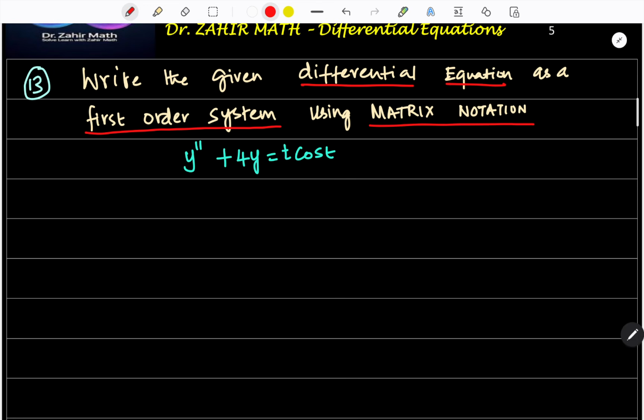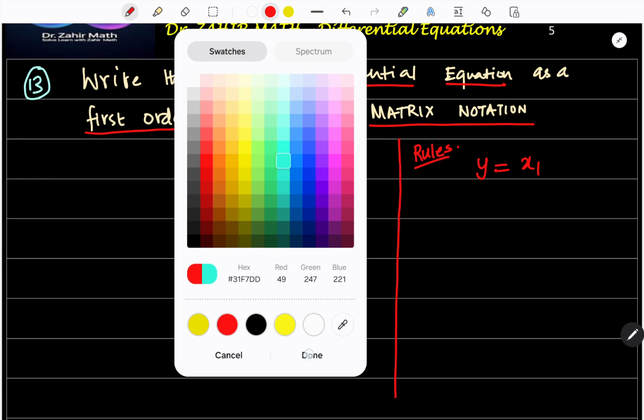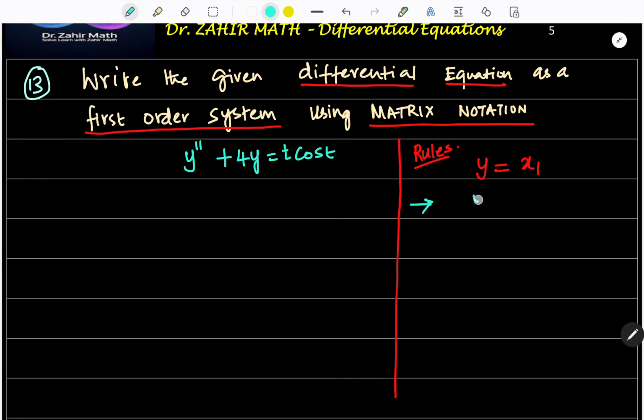So for that, I'm going to give some important formulas, or you can say rules, or some substitutions. The first thing which I'm going to give is write y is equal to x1. This is the only thing you have to remember. Remaining things will automatically come from the steps. So first you take a derivative. y dash is equal to x1 dash. This is the first derivative. I'm just calling it x2.